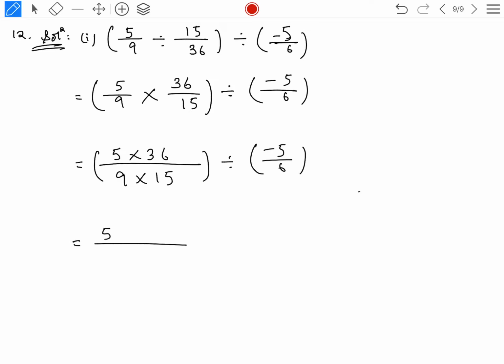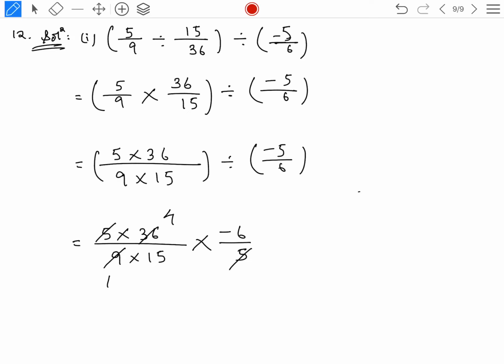Now we can make it more simple. Leave it in this way, 5 into 36, 9 into 15, change it into multiplication, so it will become minus 6 by 5, because the reciprocal of minus 5 by 6 will be 6 by minus 5, yes or no? But we will not write the negative sign at the denominator, we will write it at the numerator. Now 5 and 5 can be cancelled, yes or no? Because all are multiplication, so we can cancel.